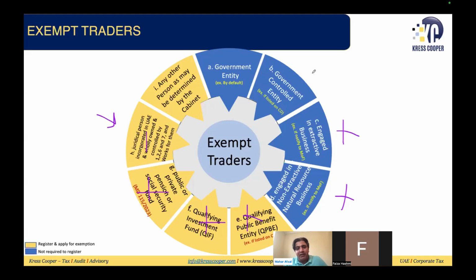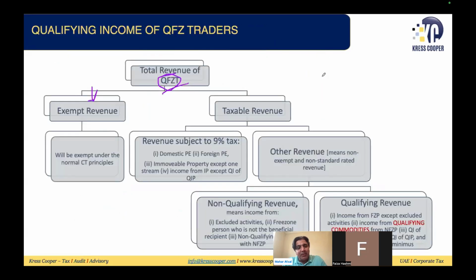Only there is a possibility that the qualifying free zone trader is a government entity or is being owned by the government entity. If these two conditions are there, this qualifying free zone trader will become an exempt person. So there is a possibility this qualifying free zone trader is generating exempt revenue that will not be subject to tax. Taxable revenue can be 9%. Might be this trader is selling the goods to a domestic PE and foreign PE, that will be straightforward subject to tax. And if they are generating any other income from other assets as well, I mentioned here.